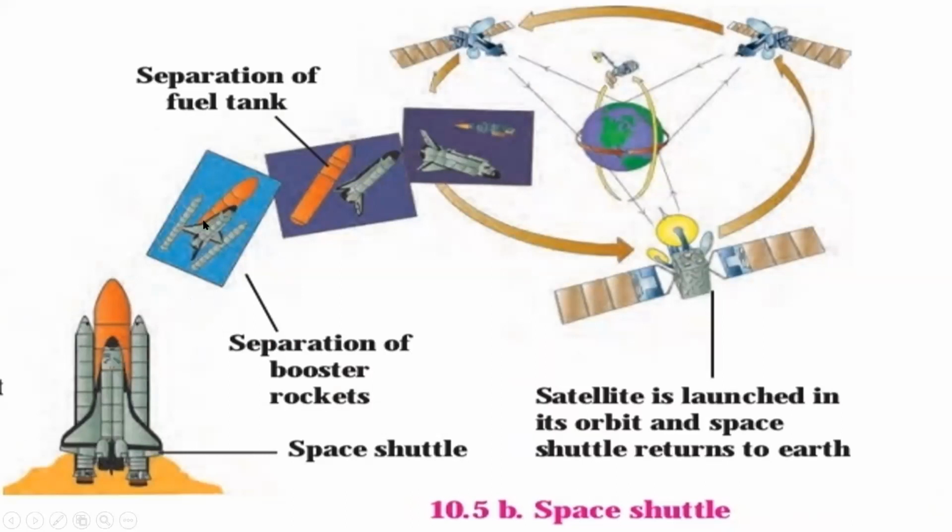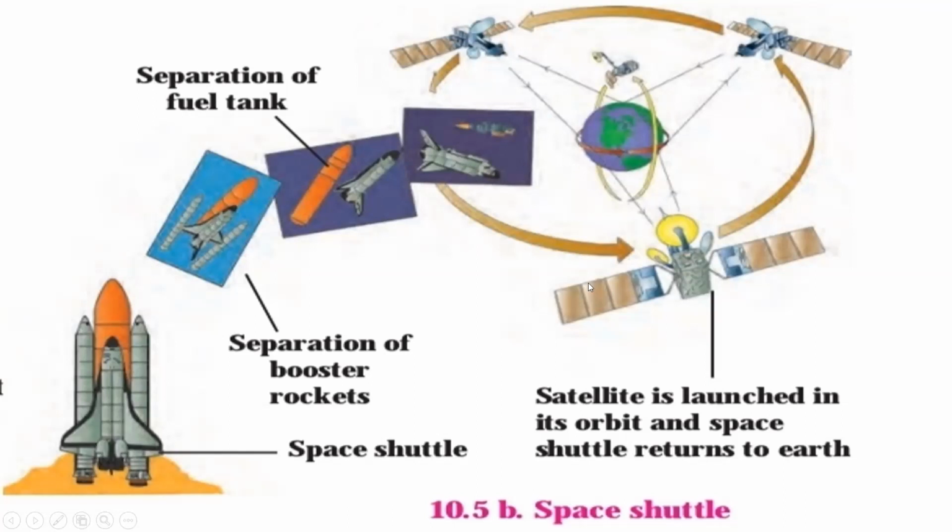After that students, separation of these two rockets, what is separated? Separation of the fuel tank. When the tank becomes empty, it also gets separated. And this space shuttle, what does it do? The space shuttle now goes to an orbit where the satellite is about to revolve, and now this space shuttle opens up and the satellite which is inside starts revolving around the orbit.